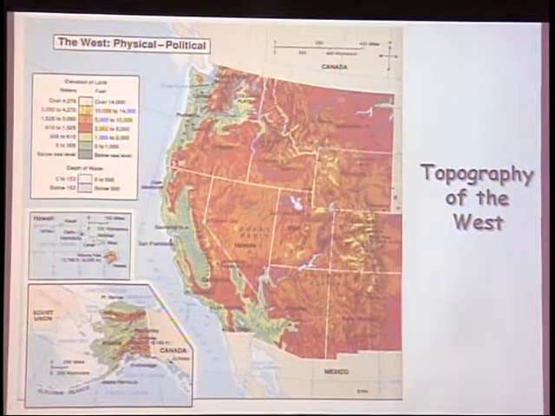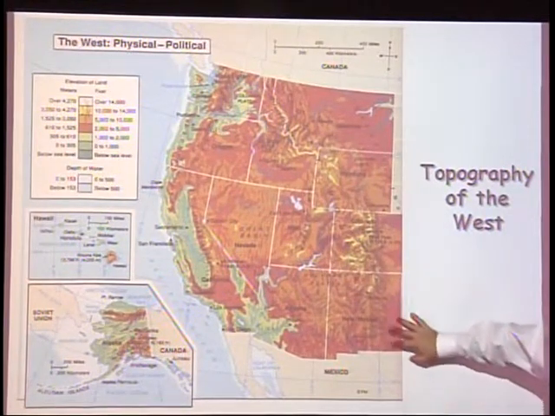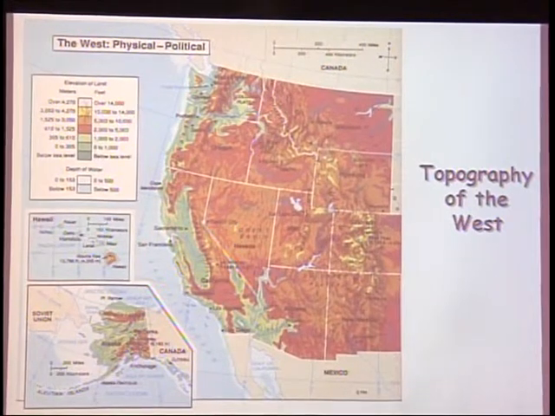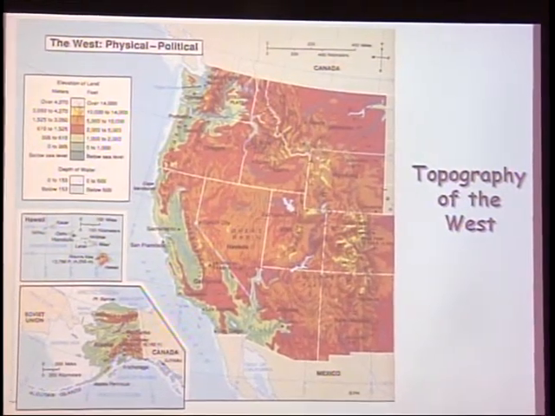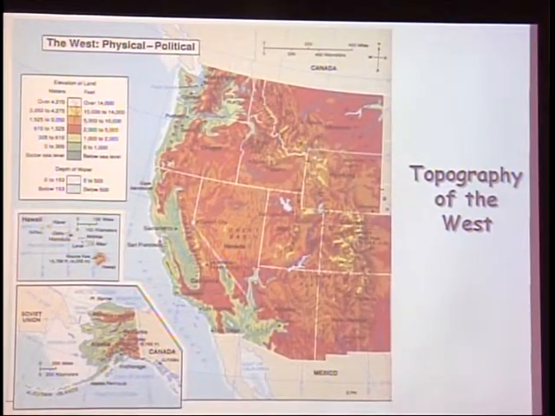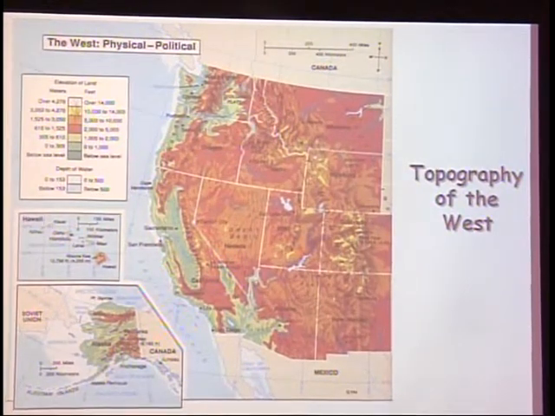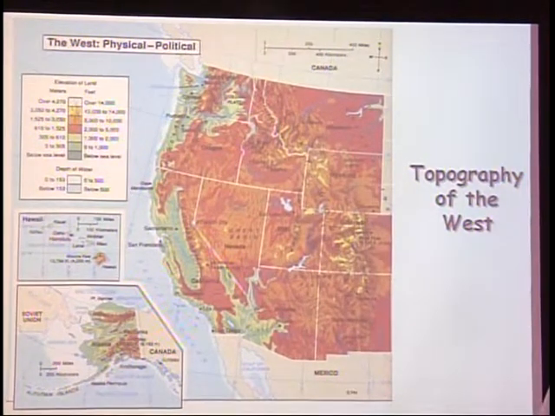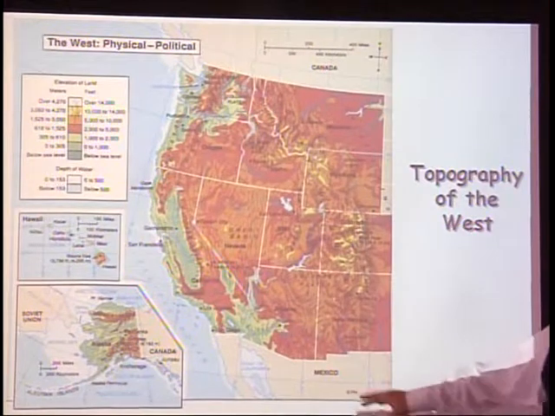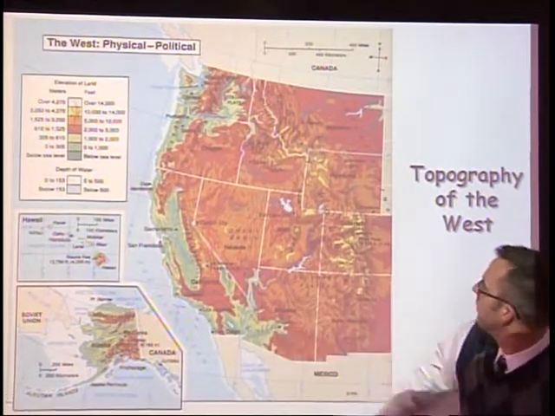Topography of the West. The West here is dominated by the Rocky and the Sierra Mountains here. As you can see by the darker colors represented on the map, they represent higher elevations. And then as you get to the Pacific coast here, you get a lower elevation along the California coastline here and down in here into southern Arizona.